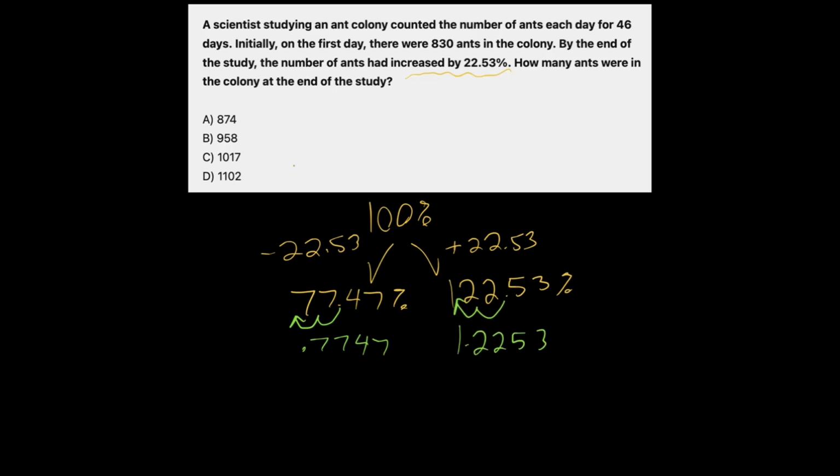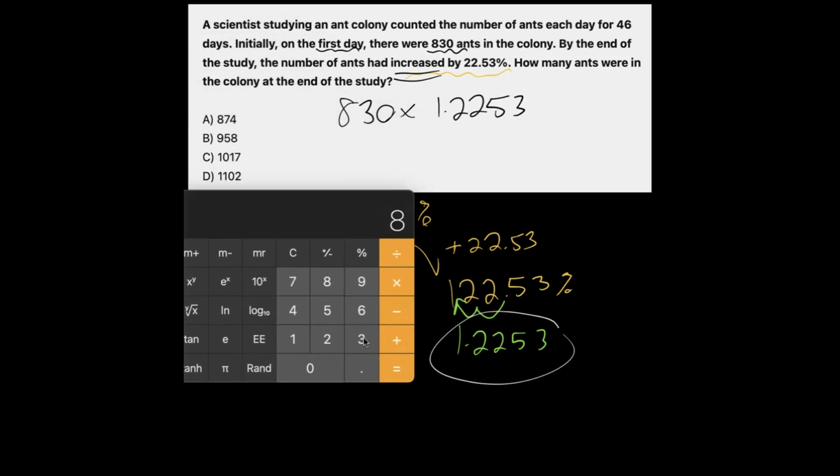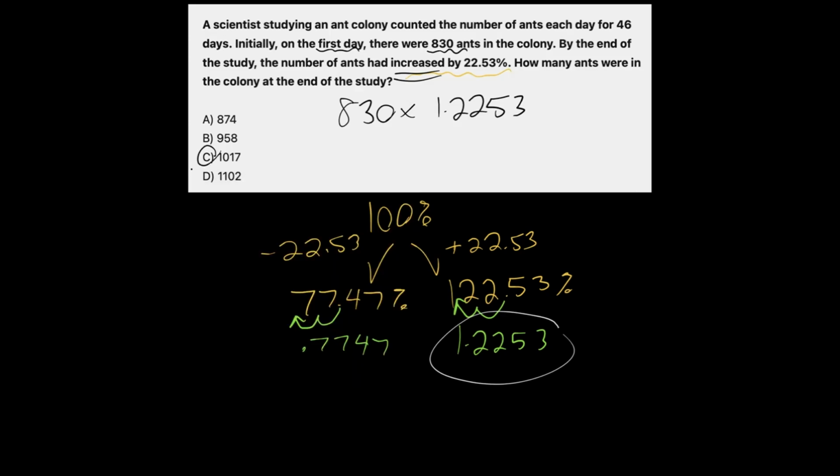1.2253. So whatever the original number is, we just found out because we're increasing, we need to multiply it by 1.2253. So on the first day, we had 830 ants, and that's the number we need to multiply. So 830 times 1.2253. So let's go ahead and multiply that out. 830 times 1.2253. And that gives you a number that's essentially 1,017. So our answer here is C.